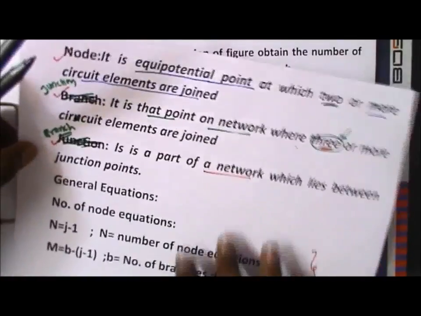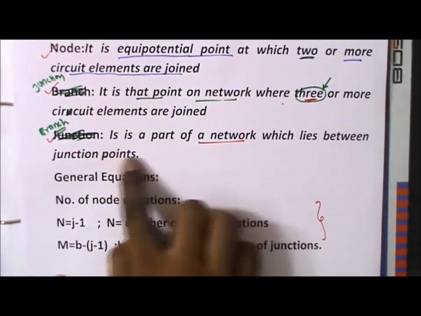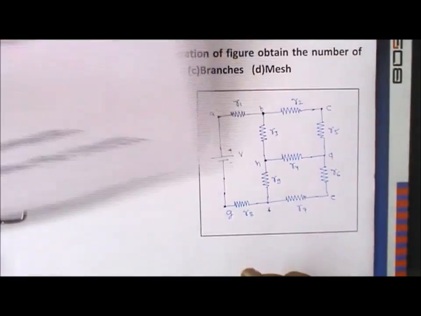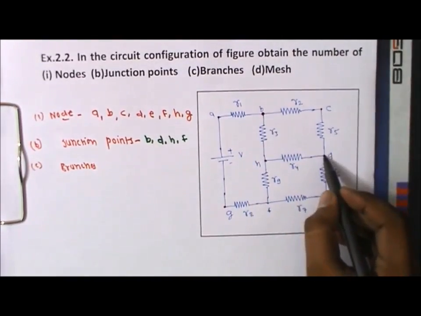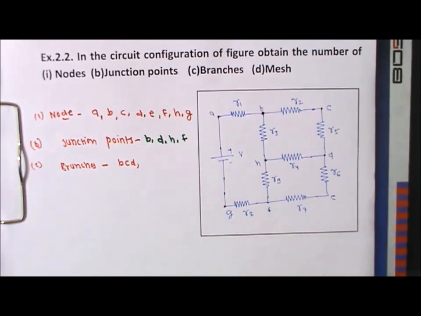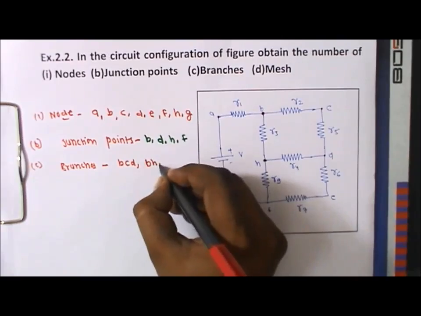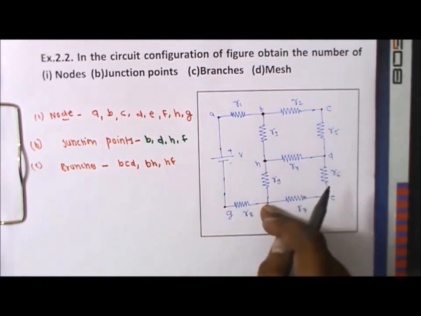Branch we have discussed. It is a part of a network which lies between two junction points. Junction points के बीच का जो part है वो branch कहलाता है. This is a junction, this is a junction, so B, C, D is one branch. B, H is also one branch. H, F, this is a junction, this is a junction, so this is a branch.